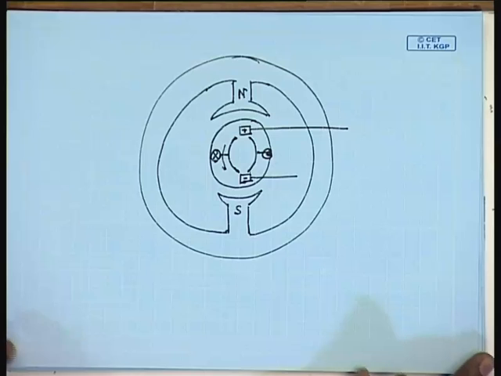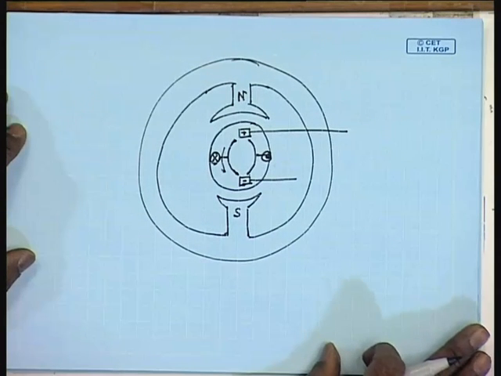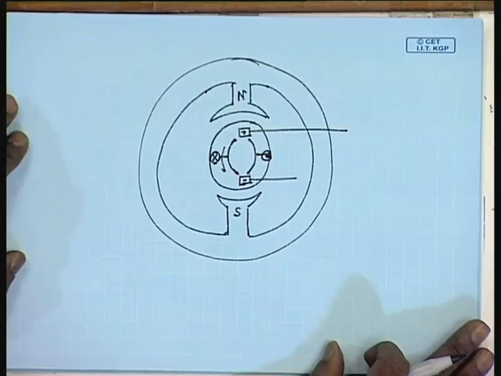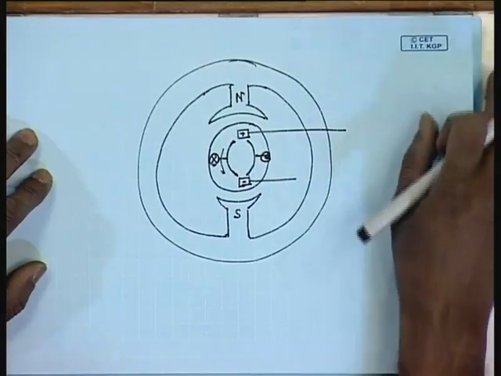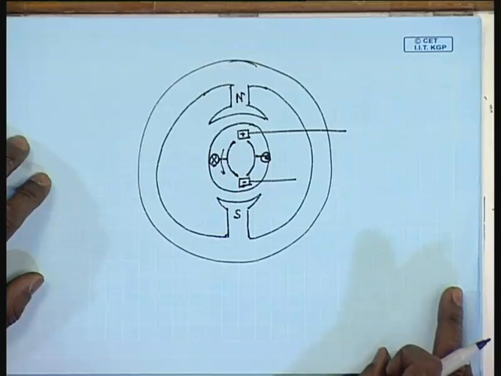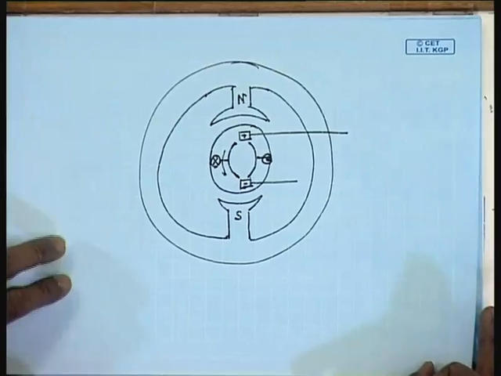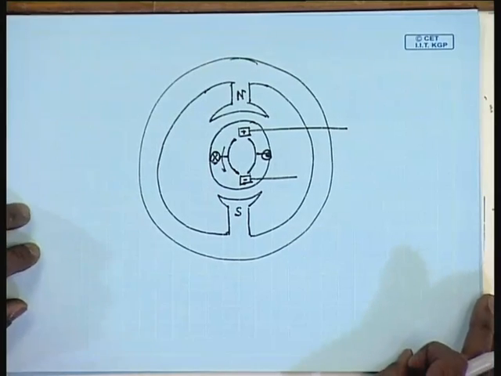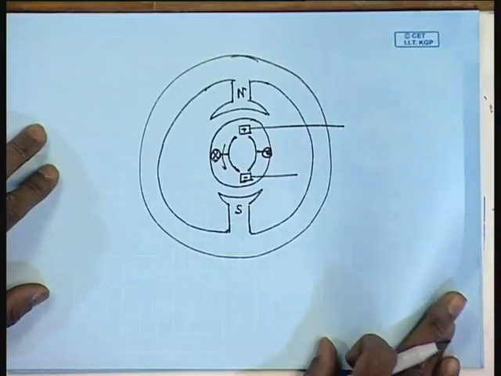So this is the working principle of rotation in a direct current machine. Some of you may be familiar with this already. However, how does mechanical energy get converted to electrical energy and vice versa by this method? For that, we will have to look at another phenomenon in this coil, which is the induction of voltage, which is governed by Faraday's law.